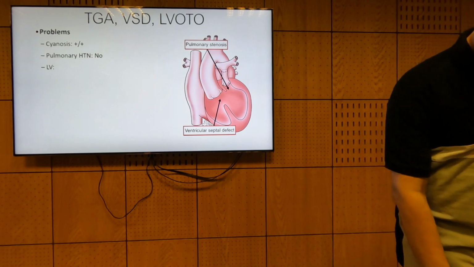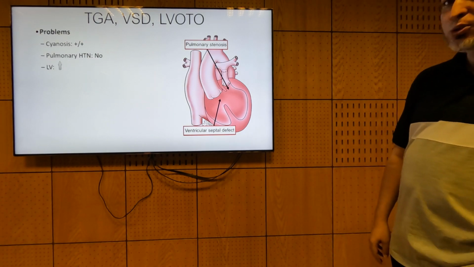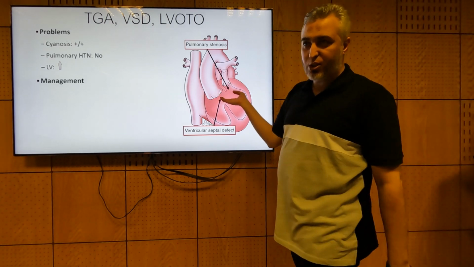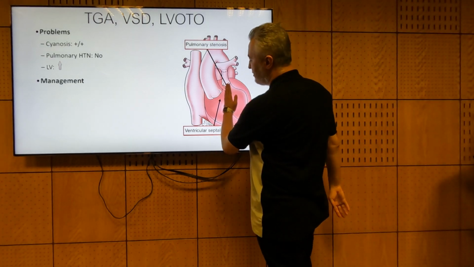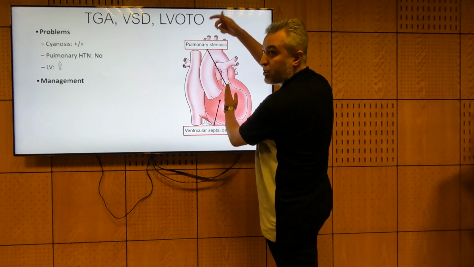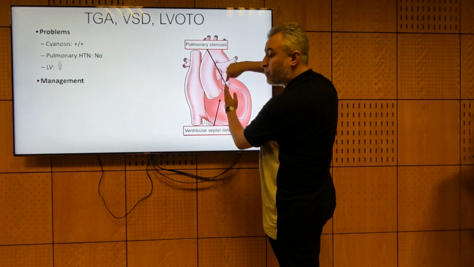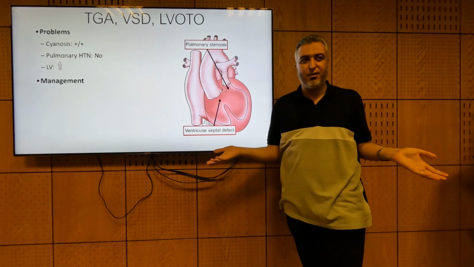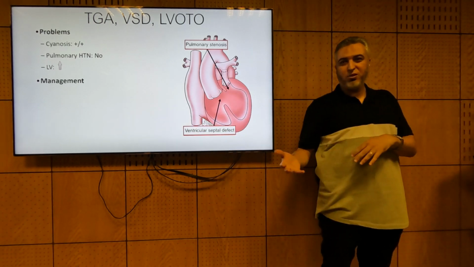So what do we do here? We do an arterial switch operation, and obviously VSD closure. So if you close the VSD and do an arterial switch, the severe pulmonary stenosis becomes severe aortic stenosis, and you cannot accept that. You cannot do an arterial switch operation and come out with severe aortic stenosis.